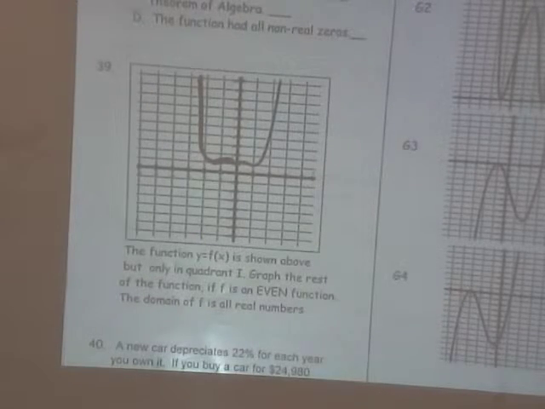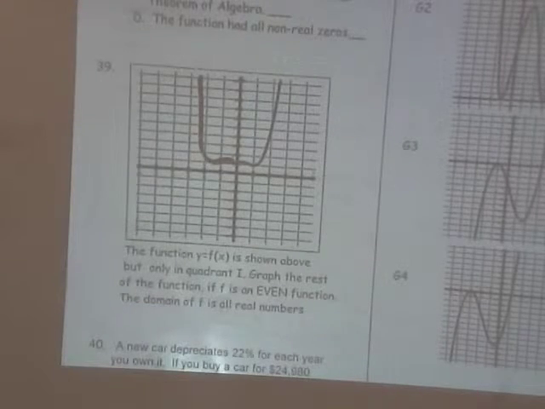If it was reflecting across the origin and you had the equation, would you do the inverse of it to reflect it? No. The inverse is not a reflection across the origin. If you graph the inverse of a function, it's a reflection across the line y equals x.